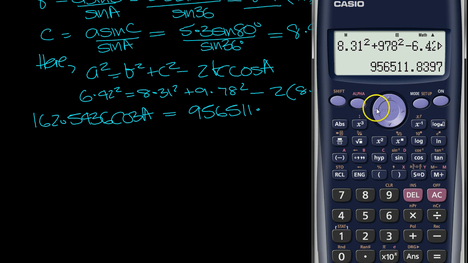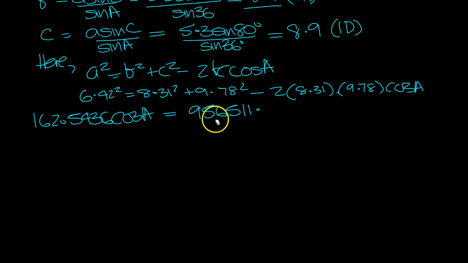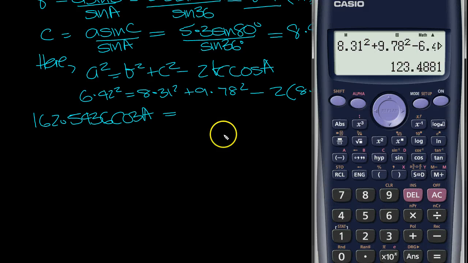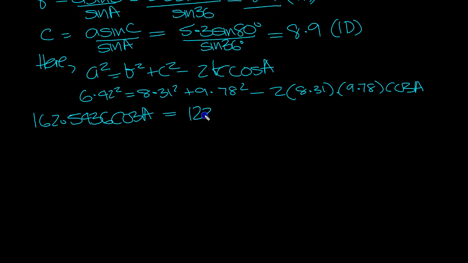Oh, hang on. There's a slight error there. I thought it was rather large. It's 9.78. See it? There we go. That's better. That looks better. Because I was thinking it was looking a bit funny. 123.4881. That was this squared plus that squared minus that squared.